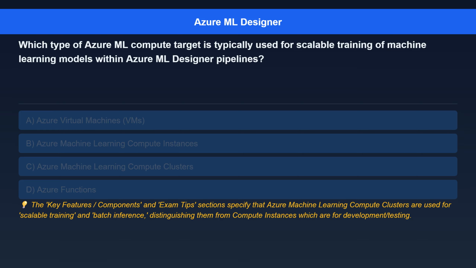The correct answer is Azure Machine Learning Compute Clusters. Here's the explanation. The key features/components and exam tips sections specify that Azure Machine Learning Compute Clusters are used for scalable training and batch inference, distinguishing them from compute instances, which are for development/testing.